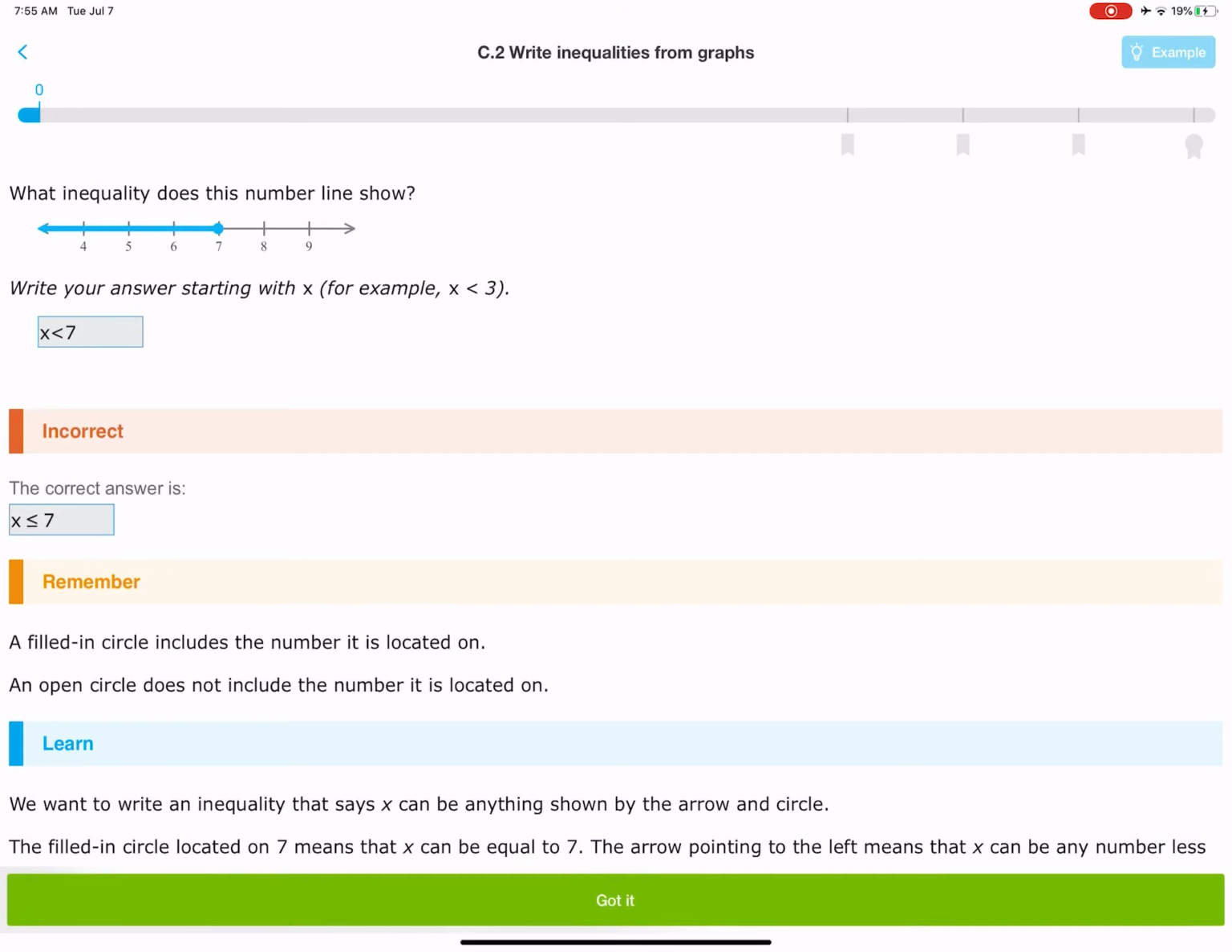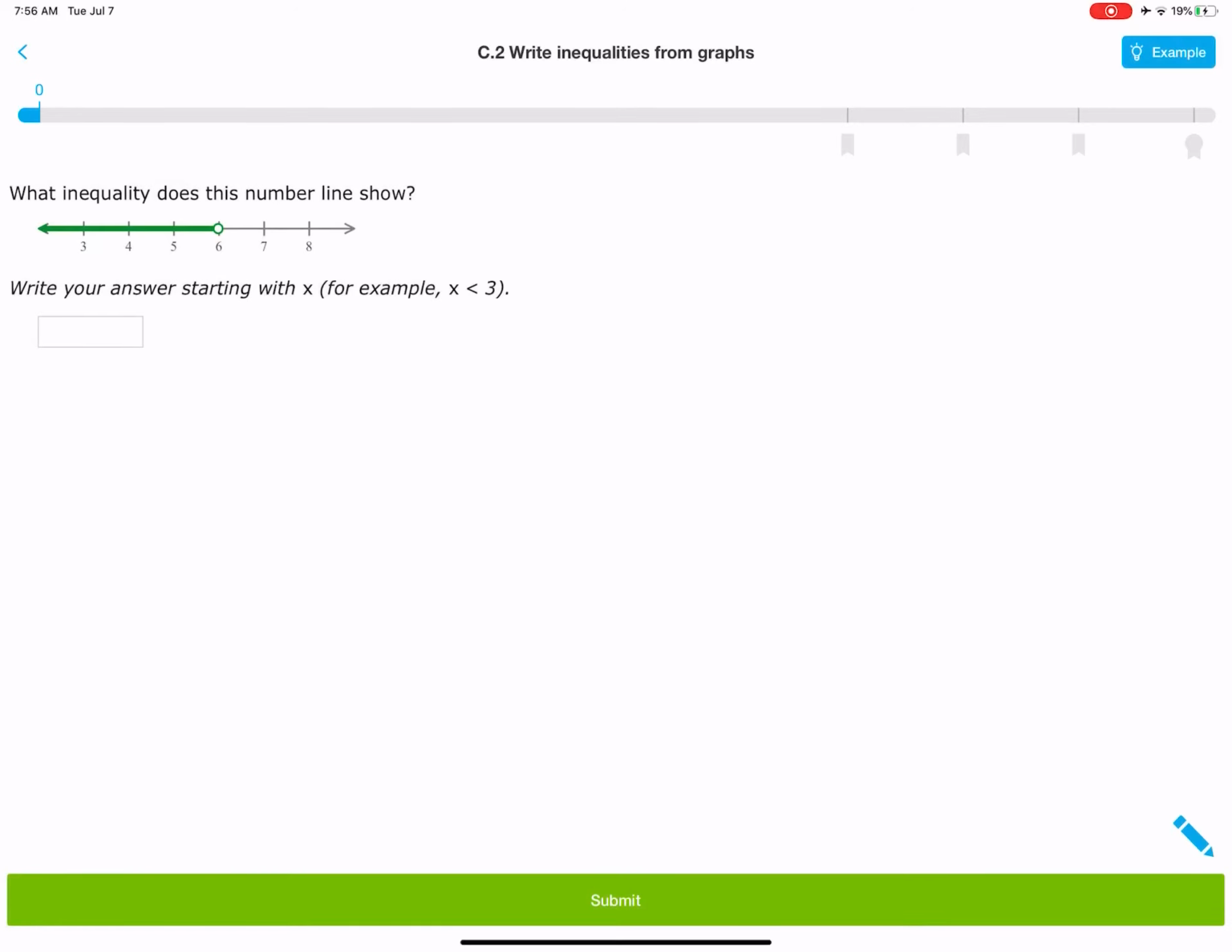Oops, I forgot to include the equal sign, but I included it earlier, if you guys notice. So see, little mistakes like that we have to watch out for. But same concept on this one.